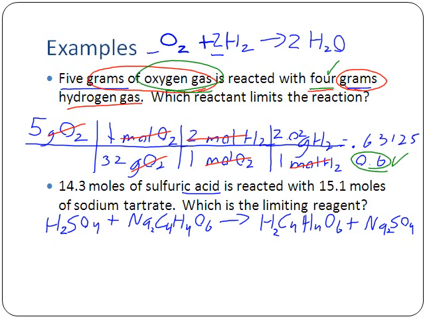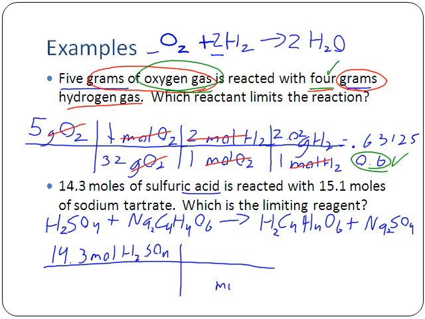And so setting this up, we would start off with one of the two that we start with. We can either use the 14.3 mole sulfuric acid, or we can start with the 15.1 mole sodium tartrate. I'm just going to pick the first one because I figure, why not? So 14.3 moles of sulfuric acid. So we start off with this. First step is always go to moles of what you start with. We already got moles of what we start with, so we don't have to worry about that.